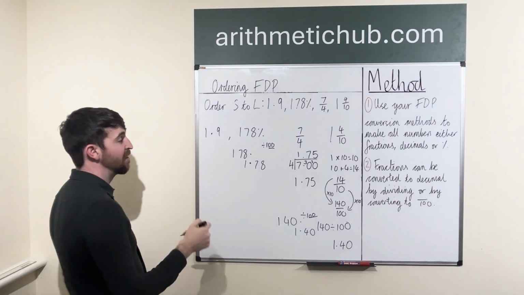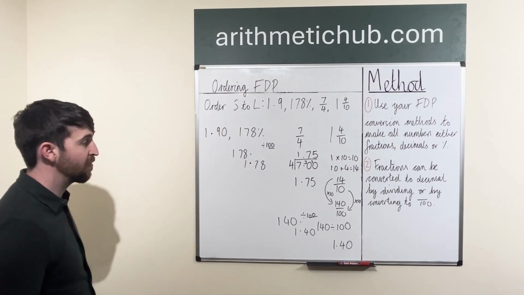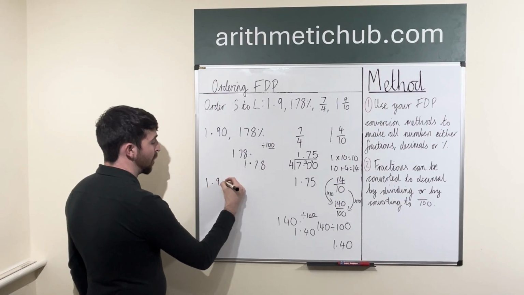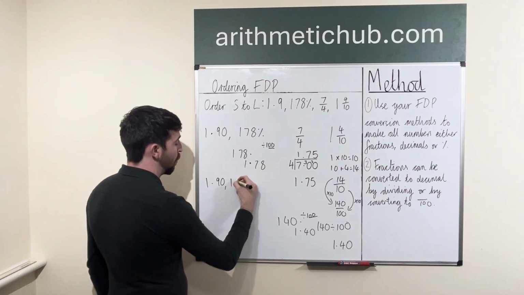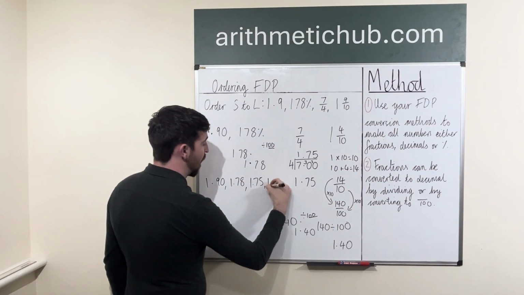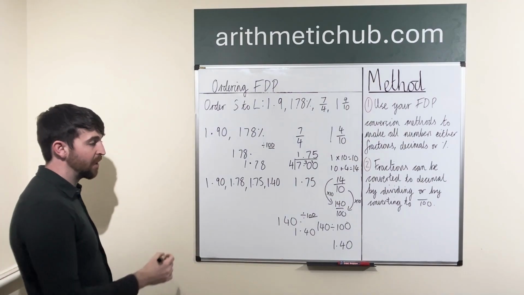So what I'm going to do is just make sure I've added my placeholder in, so all of these numbers have 2 decimal places. Now I have, as my options, 1.90, 1.78, 1.75 and 1.40. So now it's really easy to be able to order them.